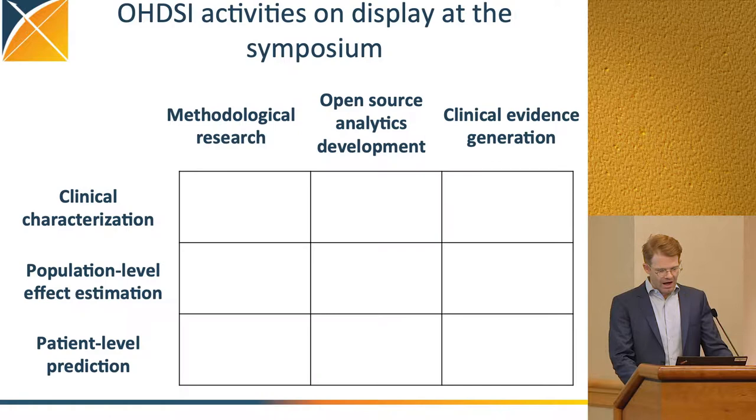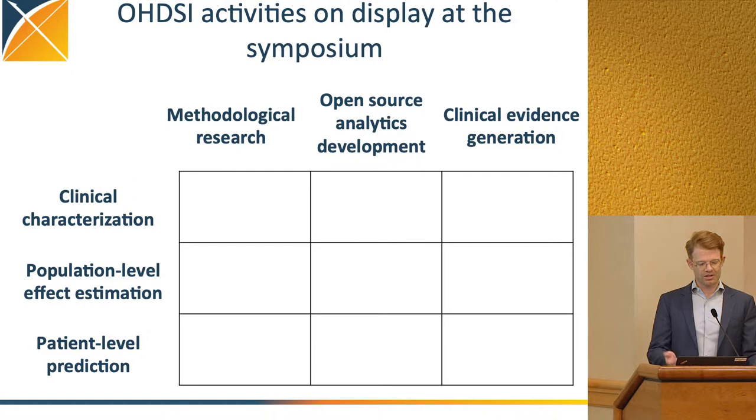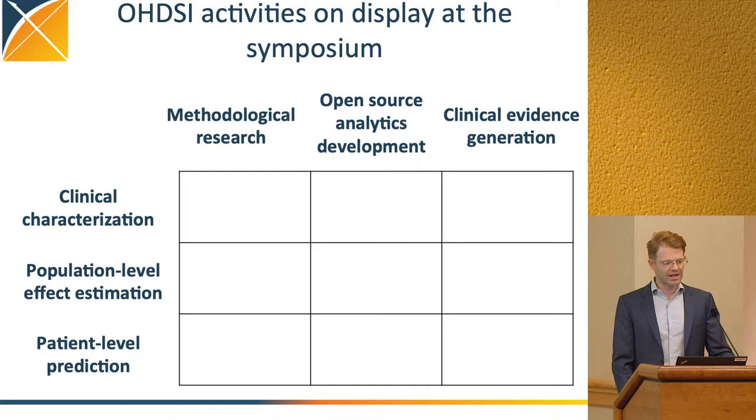And I like to think of these things on a matrix. Not everybody does, but you can imagine that the types of evidence that are created, like clinical characterization, population level effect estimation, and patient level prediction, each require a component of these three approaches. So there's a methodological research and open source development piece, and then a clinical evidence generation piece for each of these types of evidence.